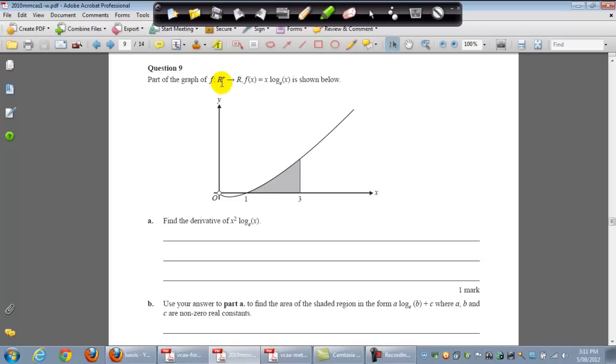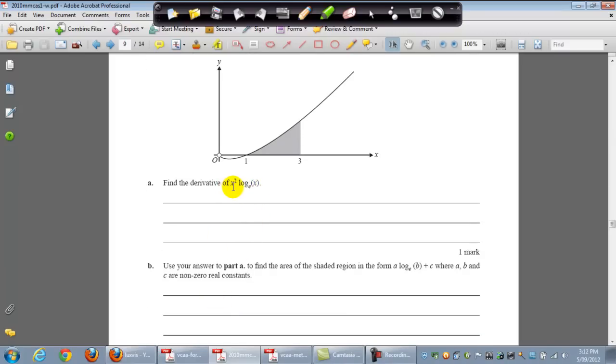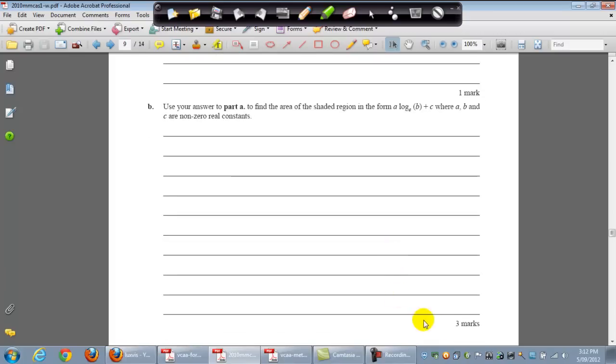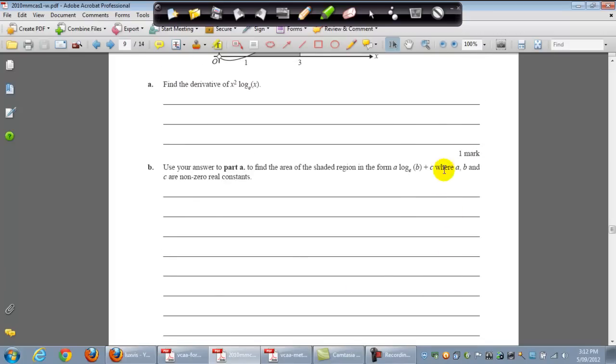Now here they've given you this graph. They've told us that this is the graph of x log e x, and this is how it's drawn. They're asking us to find the derivative of x squared log e x. And then they're saying, but guess what? You're going to use the result from part A to help you find the shaded area between 1 and 3, and then give the answer in this format. And this is where the marks are, as you can see, 3 marks. So let's see how we start off.